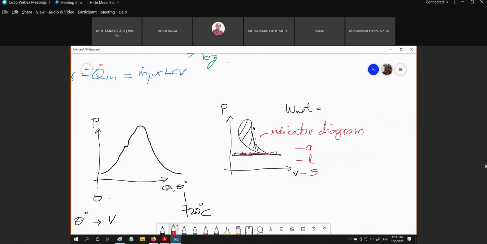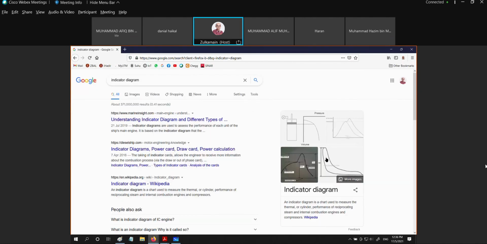This diagram is called the indicator diagram. It's basically what we get from the indicator diagram device. Let me have a look if I could show you the indicator diagram. Okay, this is what I have mentioned just now. We have a pressure transducer, and then we could measure the angle representing the position of the piston, then we could get the pressure against the crank angle. This is the pressure against crank angle diagram, and we could convert that to a pressure against the volume.